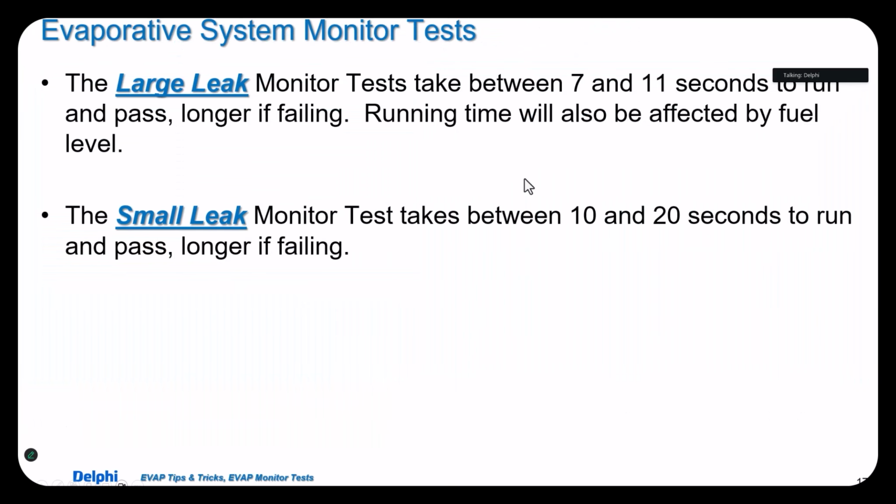Okay, typical time frames when the large leak is running, it only takes about 7 to 11 seconds when the initial conditions are set up. It doesn't measure this over long periods of time. Now, it may take longer if it's failing. The pull down time can also be affected by fuel level and temperature. So it looks at how much air is in the tank, looks at the volatility of it, and it could take longer or shorter depending on how much fuel is in the tank.